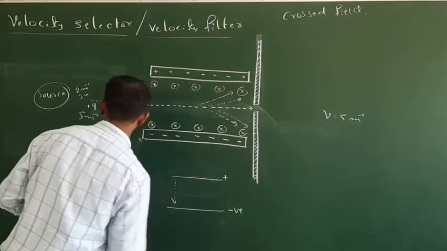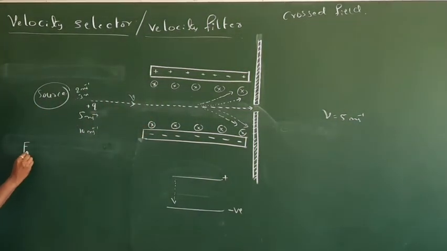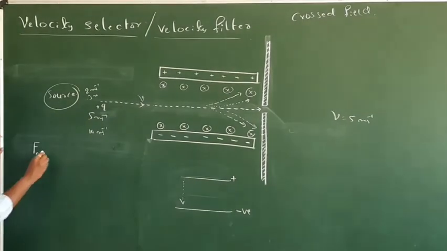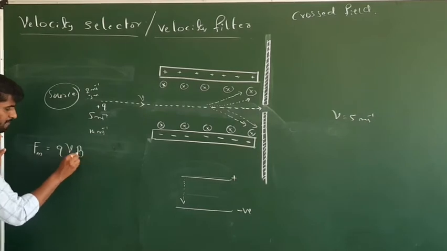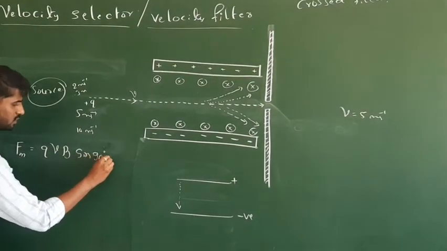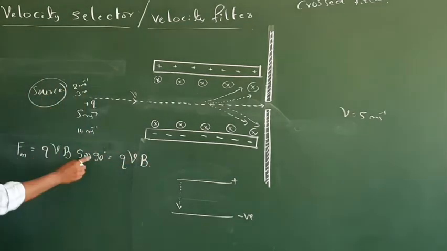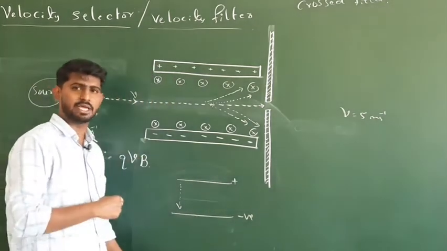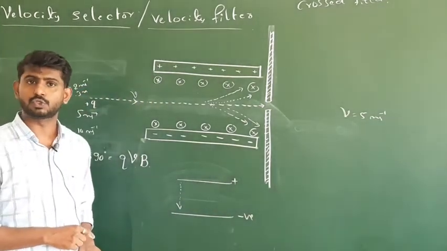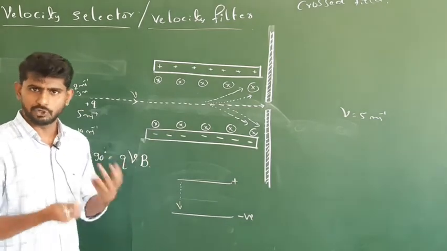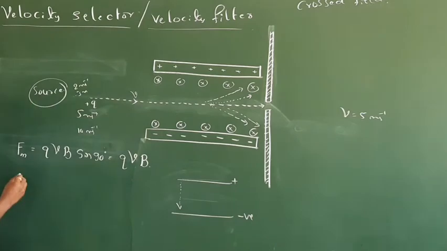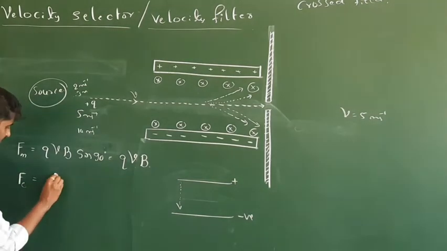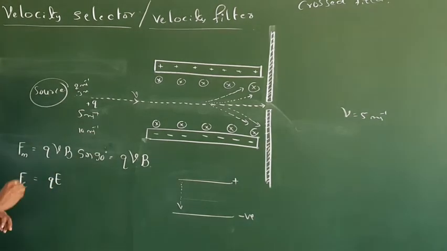So what's the value of that force? I'll write here. The force experienced by the moving charge due to the magnetic field is QVB sine of angle 90 degree. So the value is QVB, since sine 90 is 1. This is Fm. At the same time it experiences one more force due to the presence of the electric field. Due to the presence of the magnetic field, it experiences a magnetic force. Due to the presence of the electric field, it experiences the electric force Fe. So what's the formula for Fe? In presence of the electric field, the charge is experiencing some force.